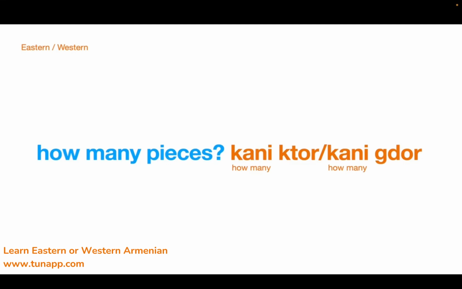And so in this case, we would say kani kator in Eastern Armenian or kani kador in Western Armenian. Kani meaning how many, kator or kador meaning pieces. But because we're talking about quantities, we drop the plural entirely. It doesn't matter that there's not a number here, or that it's a question. Quantities and numbers in Armenian are not expressed in a plural form.